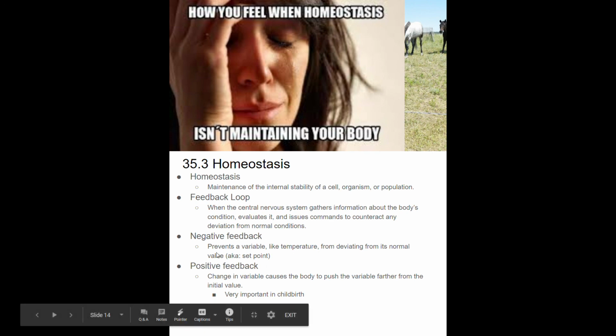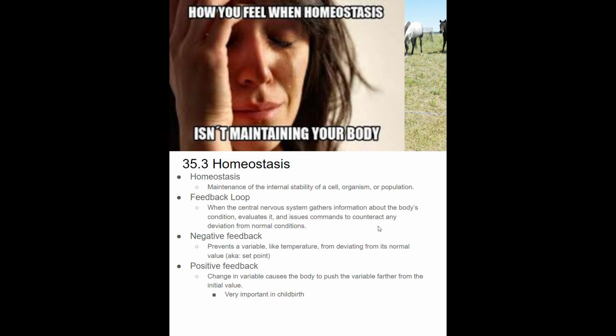feedback. Negative feedback prevents a variable like temperature from deviating from its normal value. So we want temperature to stay the same, right? Our internal body temperature is about 98.6. Many people have started to notice that humans are actually generally a little bit cooler than that. We are closer to 98 than 98.6 at this point, but either way, let's just go 98 just so I don't have to keep saying 0.6.